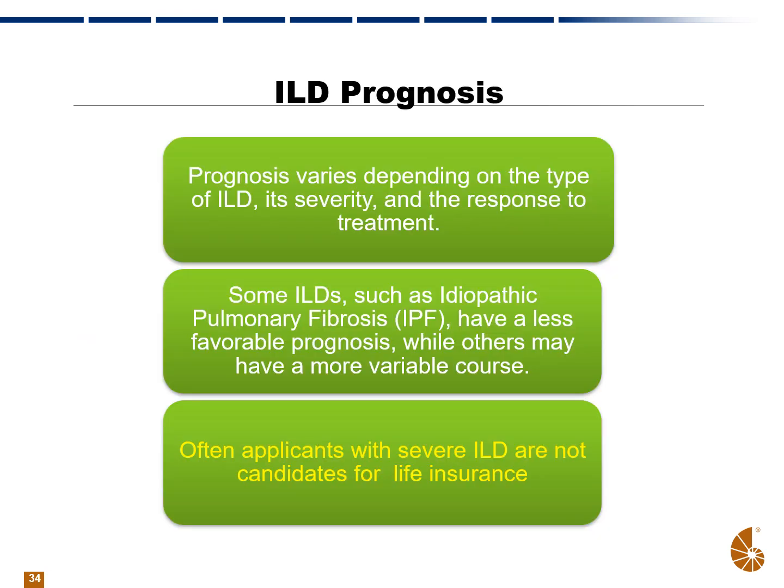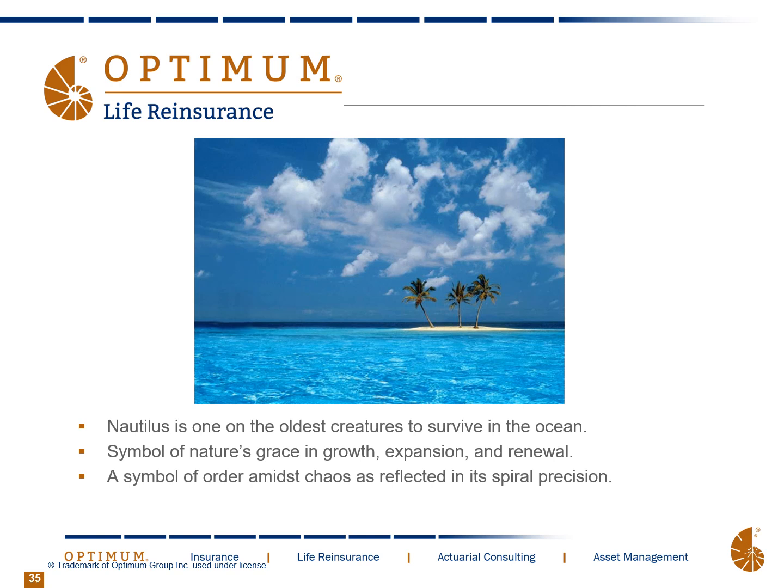So what's the prognosis? It varies depending on the type, the severity, and whether it's a particular disease that can respond to treatment. Idiopathic pulmonary fibrosis has a less favorable prognosis since we don't know what causes it, so it's difficult to treat. And often candidates with severe interstitial lung disease are not candidates for life insurance. So that completes our video on interstitial lung disease.